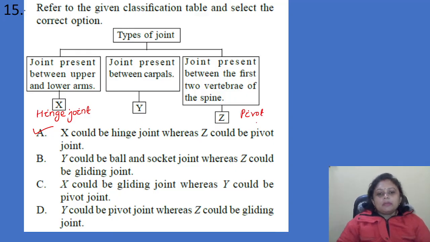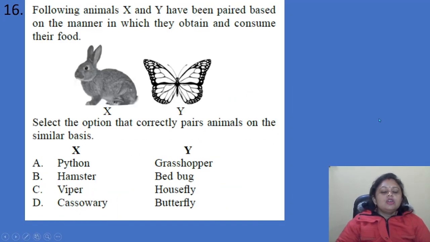Okay. Coming to the next question. Following animals X and Y have been paired based on the manner in which they obtain and consume their food. So in X, rabbit is there, in Y, butterfly is there. Select the option that correctly pairs animals on similar basis.